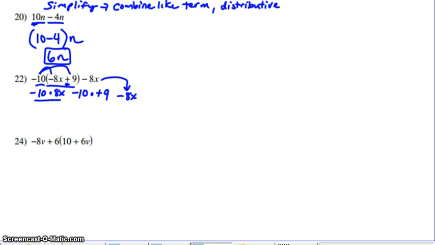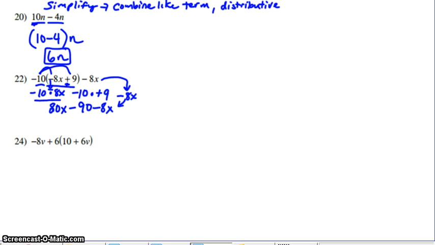So let's do this. Negative 10 times 8x is negative 80x. Negative 10 times 9. Whoops, just saw my mistake. Bring down this negative sign. That'll be positive 80x. Good thing I caught that. Negative 10 times positive 9 is negative 90. And then we bring down this negative 8x.